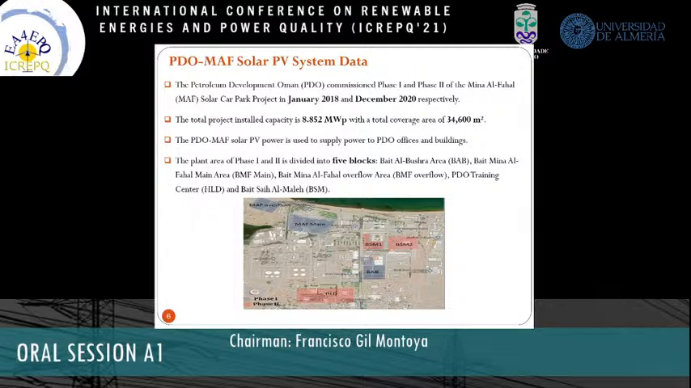The blue color indicates Beit Al-Bushra area, Beit Mina Al-Fahal's area main, and Beit Mina Al-Fahal overflow area. And Phase 2 indicates Beit Sahel Malih 1 and Beit Sahel Malih 2, and finally PDO Training Center HLD.